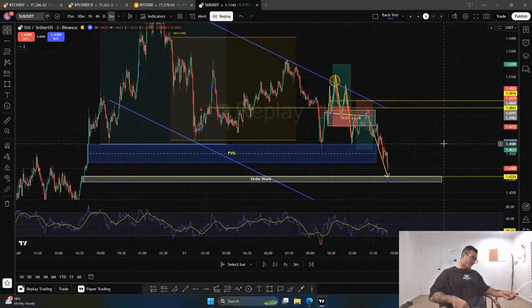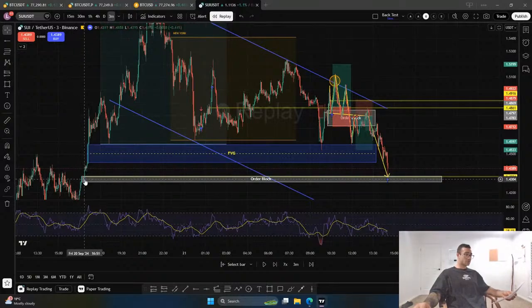Vice versa, or the last bullish candle before a strong bearish move. Why that candle? Because that's where smart money likely filled orders before the expansion, which is this before the expansion.